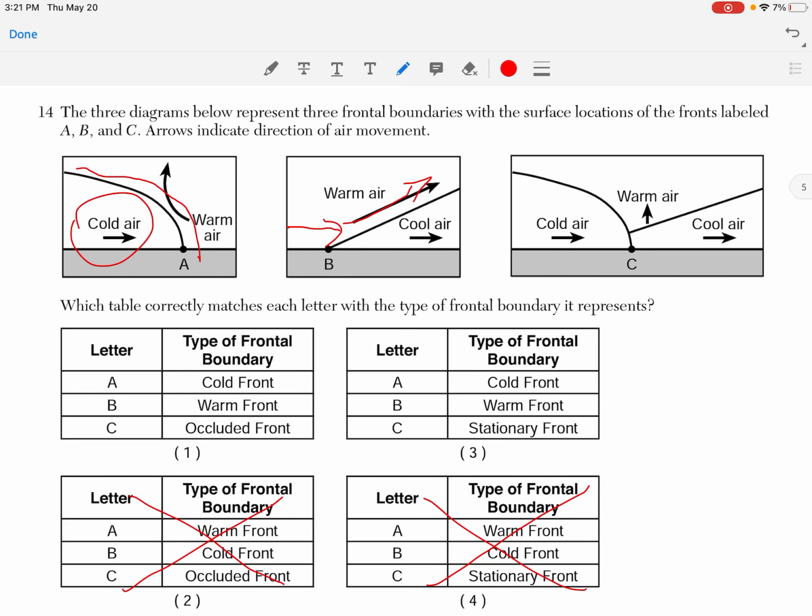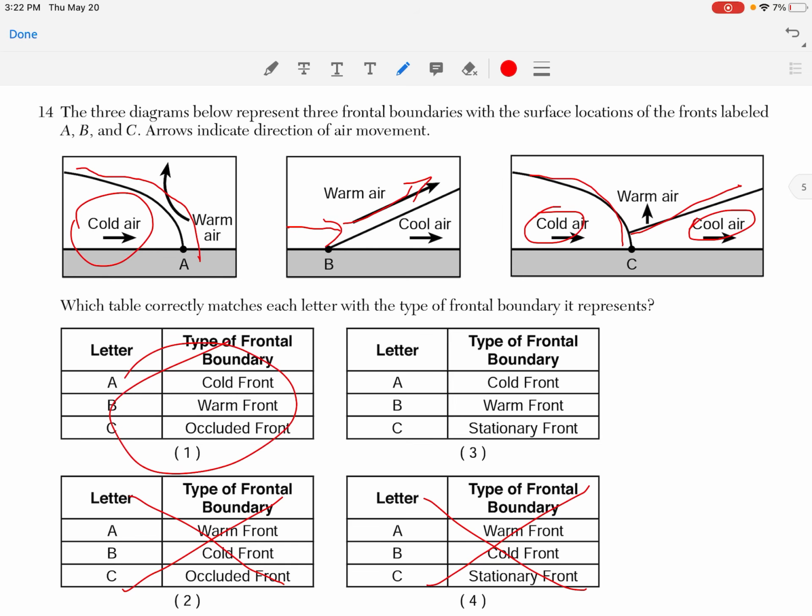So if you look here, we have cold air moving in, like a cold front, and we have cool air moving out, but this warm air is being lifted, okay? And if you remember that, that is when a cold front catches up to a warm front, and when they catch up to each other, we call that occluded. It's almost like included. They got smashed together. And so the answer to this question is number 1.